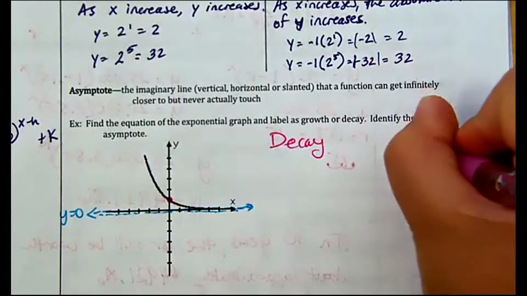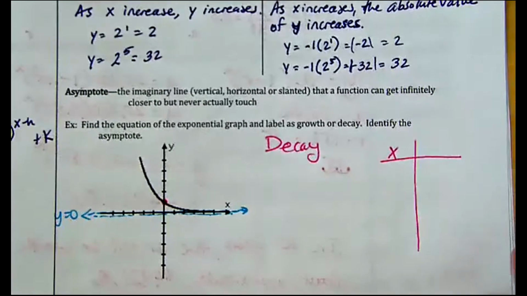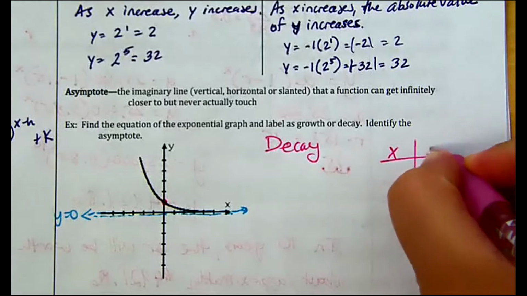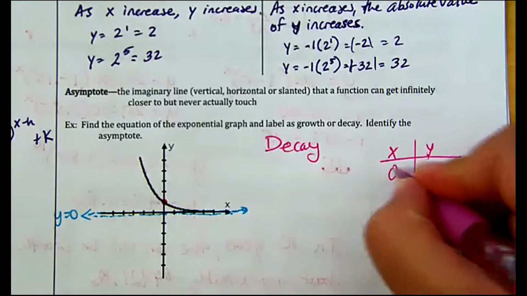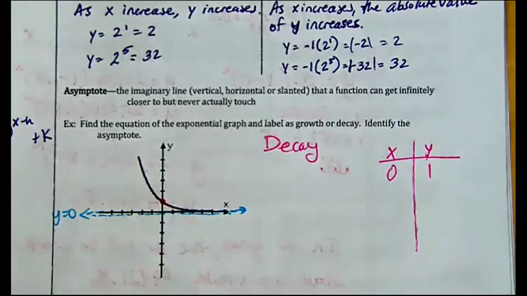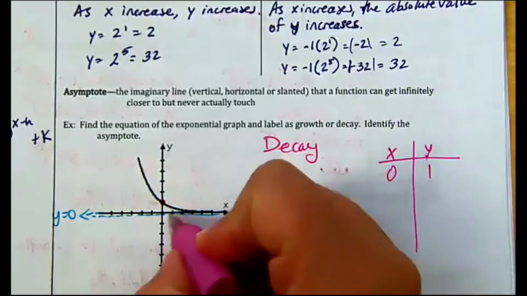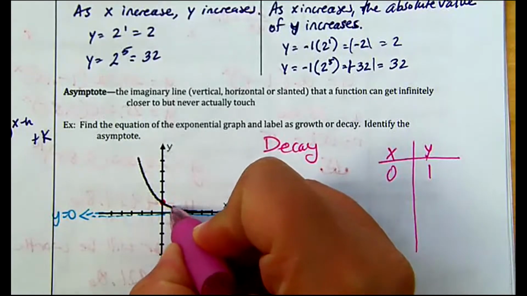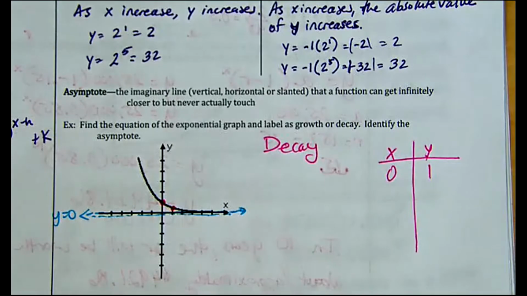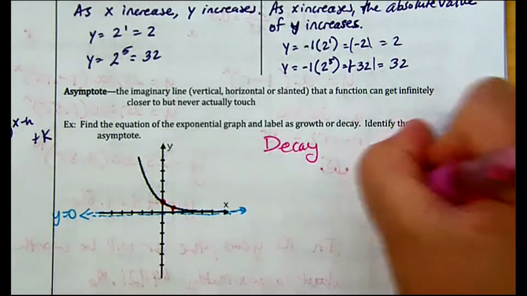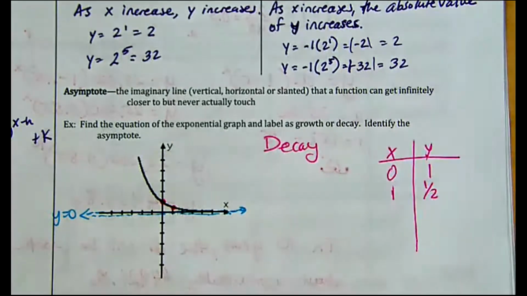So my X, Y point here is 0, 1, that's my guy right there. Let's look at 1 over here and this point right here. What does that look like? That looks like about half, right? So when I go to 1, I have about a half.